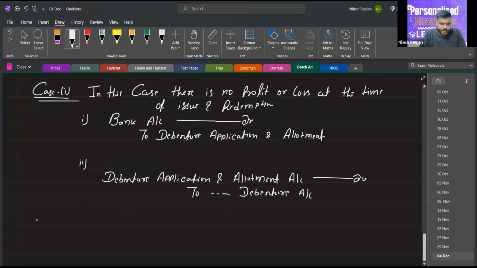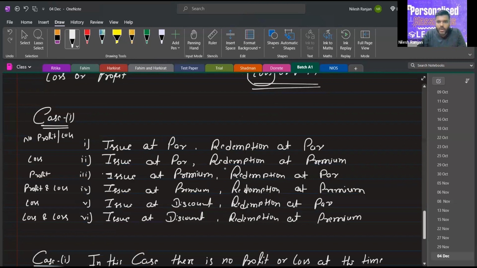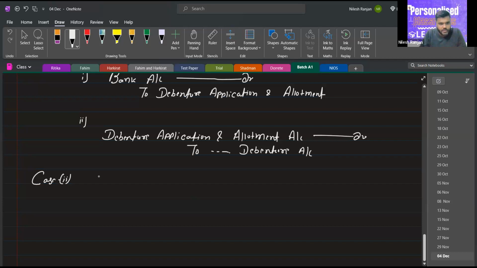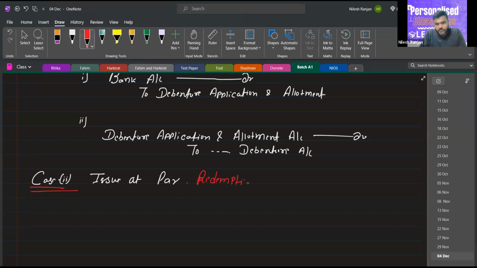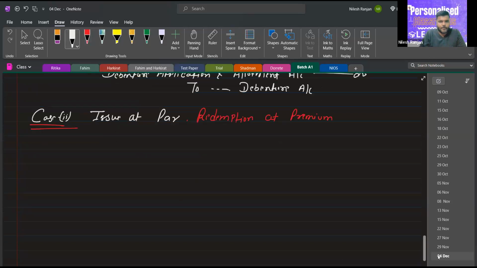So case number two is issue at par, redemption at premium. Now, can you tell me, is there any profit or loss in this situation for the company? There is loss. Loss on issue or redemption?